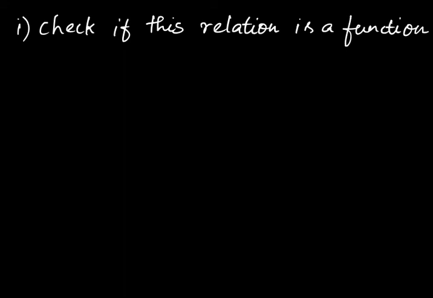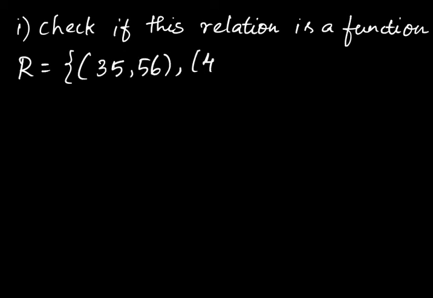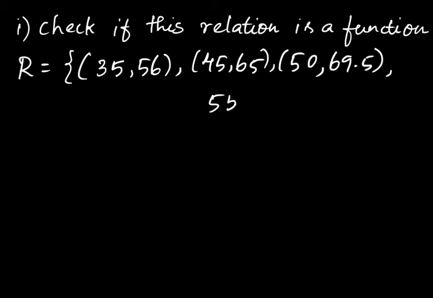So write the values in ordered pairs. Write the corresponding y value for the x value. For 35 the value is 56, for 45 it's 65, for 50 it's 69.5, and for 55 it is 74. And by looking at the values, they are distinct, and you can clearly say that this relation is a function.